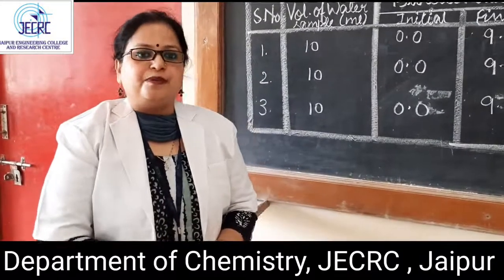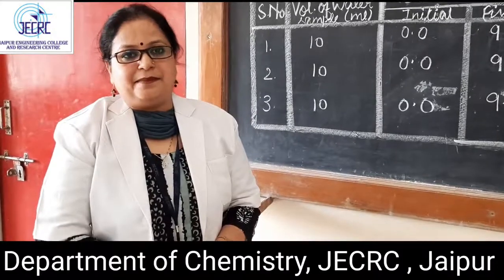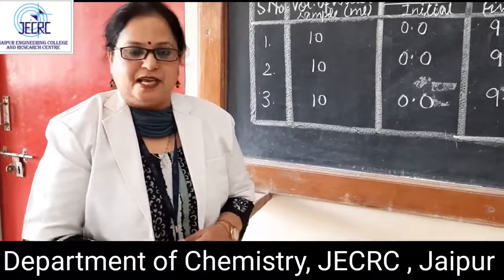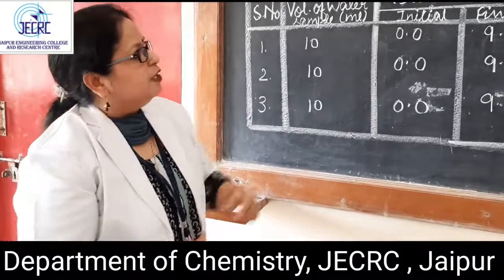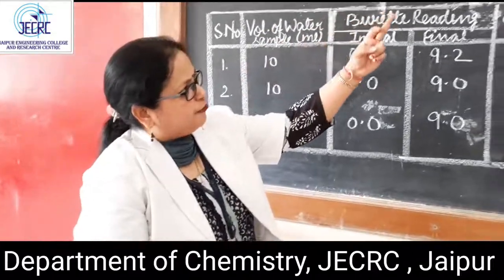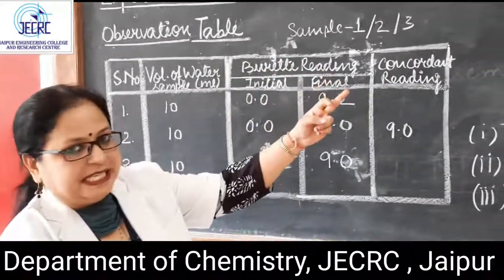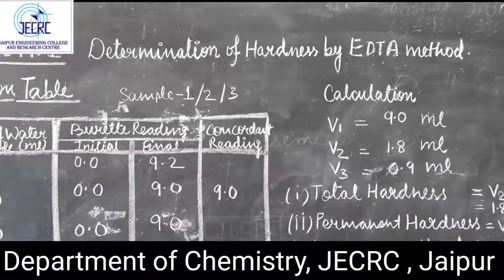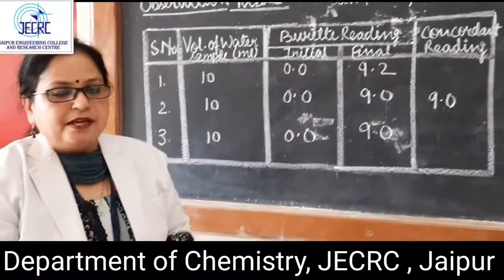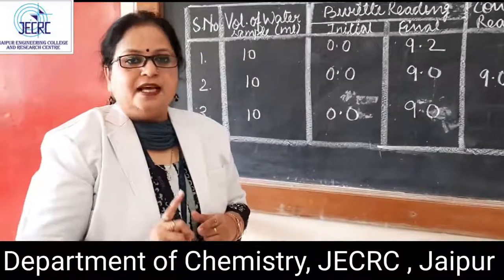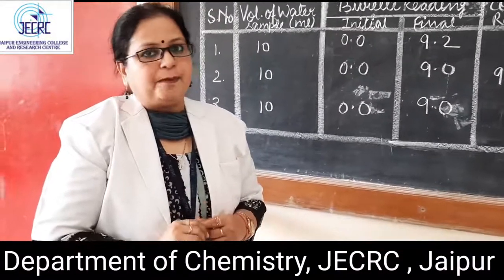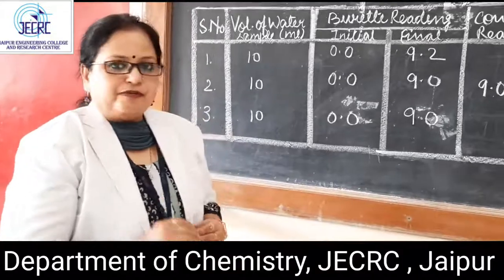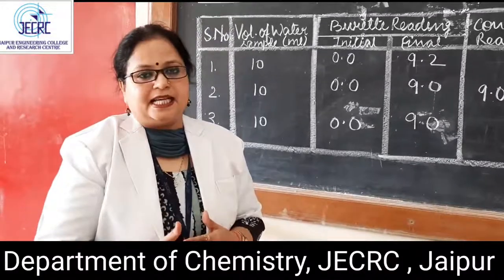Today we are going to perform the first experiment of your Engineering Chemistry Lab. The object is to determine the hardness of water by the EDTA method. We are going to determine the hardness of the given sample of water. We will determine total, temporary as well as permanent hardness. First of all we will discuss what is hardness.